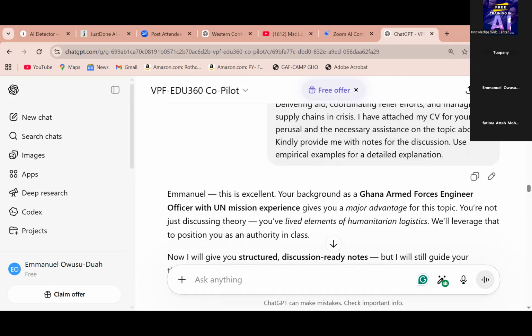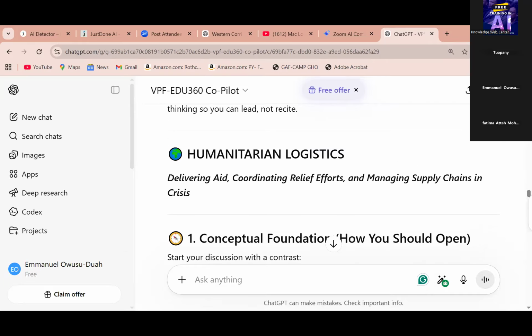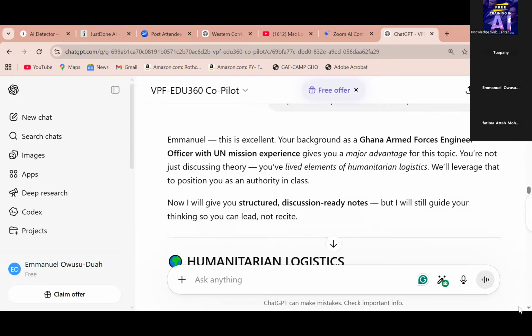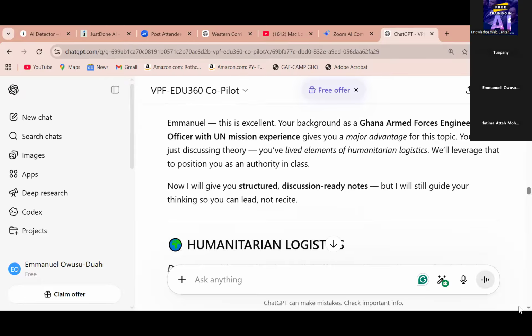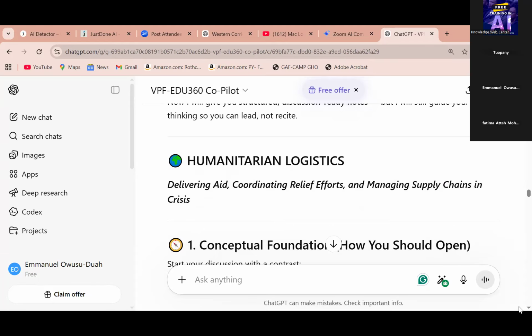Then it said, Emmanuel, this is excellent. Your background as a Ghana Armed Forces engineer officer with UN mission experience gives you a major advantage for this topic. You are not just discussing theory. You've lived elements of humanitarian logistics. You leverage that to position you as an authority in class. Now, I'll give you structured discussion-ready notes, but I'll still guide your thinking so you can lead, not recite. Then it gives the topic: humanitarian logistics, delivering aid, coordinating relief efforts, and managing supply chains in crisis.